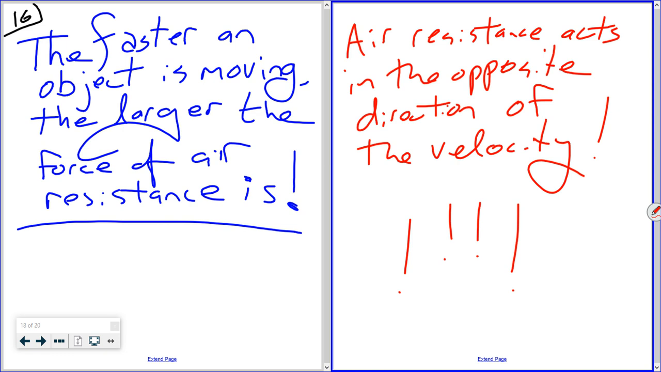All right, everybody good with this? Air resistance goes in the opposite direction from the velocity. A couple other things. When you jump out of a helicopter or off the roof of a building, what direction are you always moving in? Down, yes? And that means the air resistance is always up.